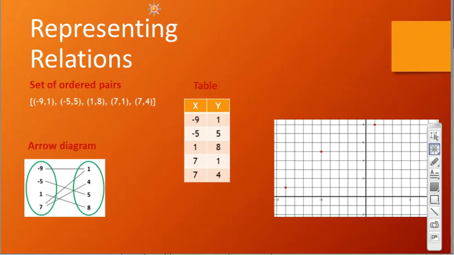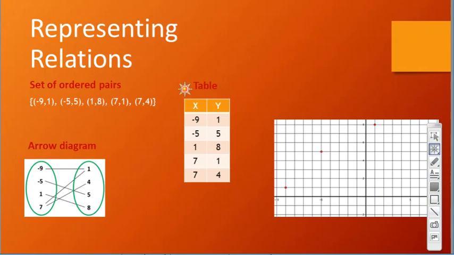In math, there are a few common ways for representing relations. Up here on the screen, you can see a few of those. You can see this relation has been represented as a set of ordered pairs. This relation has been represented as an arrow diagram.